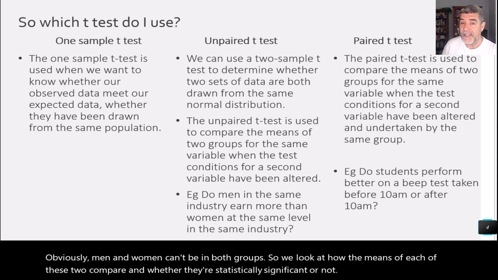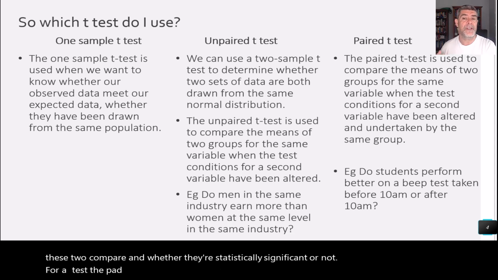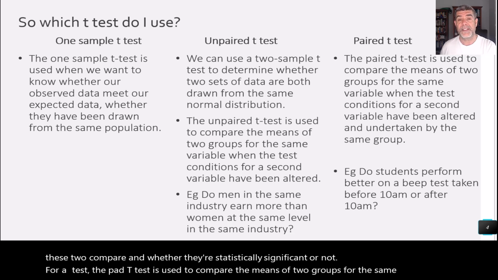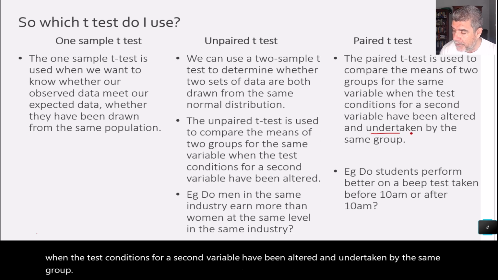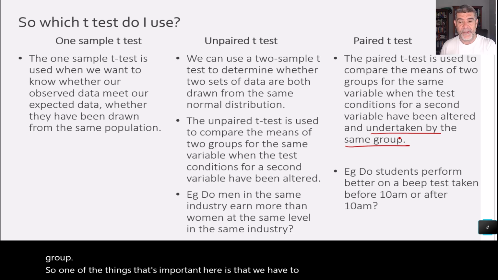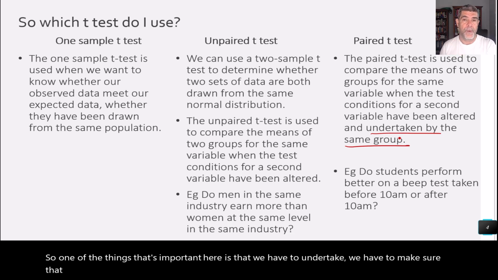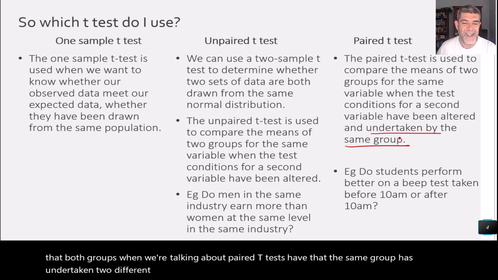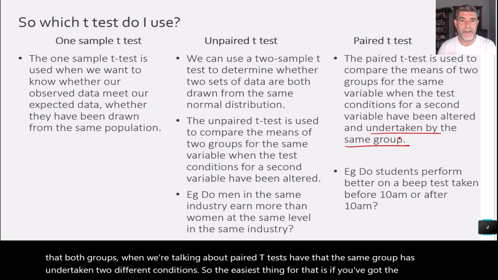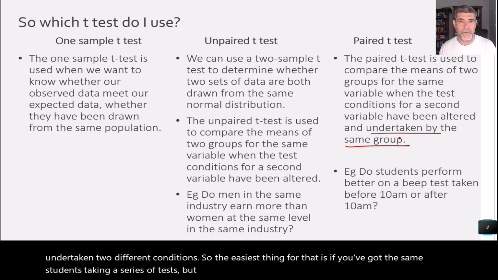For a paired t-test, the paired t-test is used to compare the means of two groups for the same variable when the test conditions for a second variable have been altered and undertaken by the same group. So one of the things that's important here is that we have to make sure that, when we're talking about paired t-tests, the same group has undertaken two different conditions. The easiest example is if you've got the same students taking a series of tests but undergoing some sort of a change.